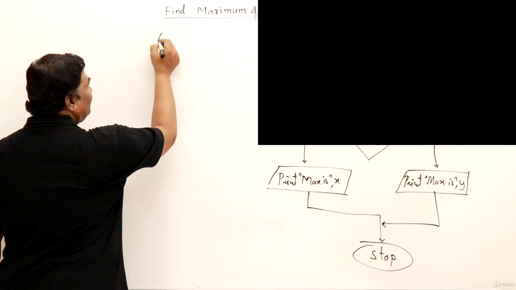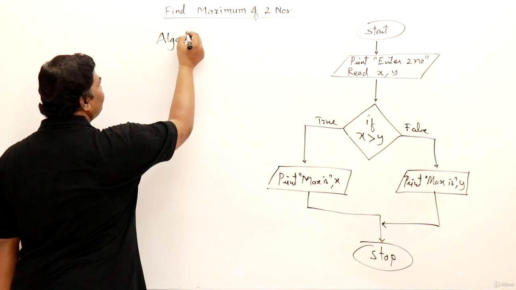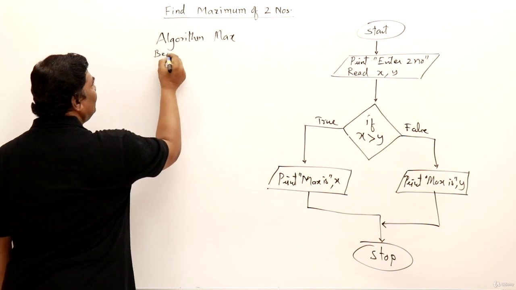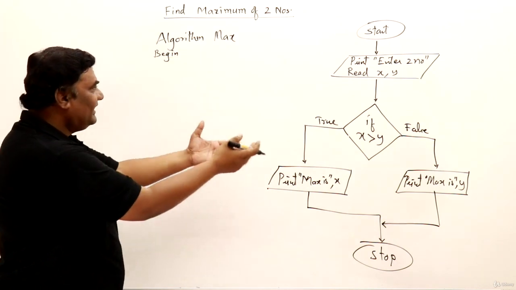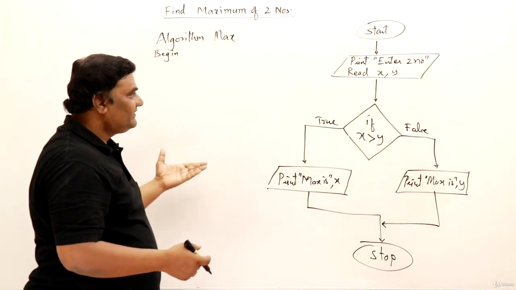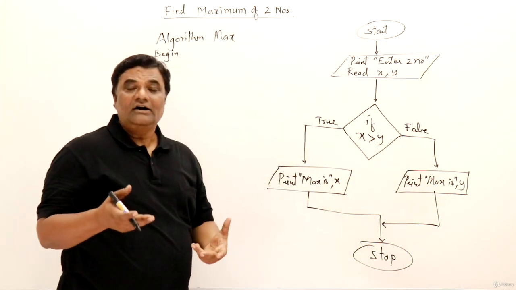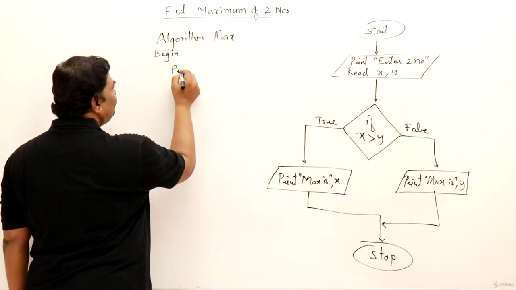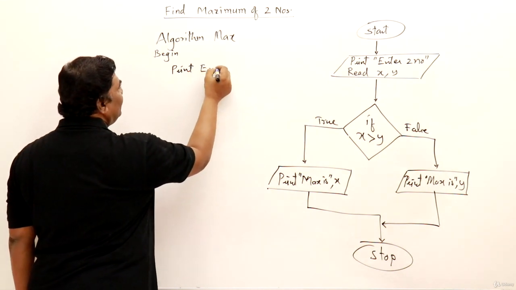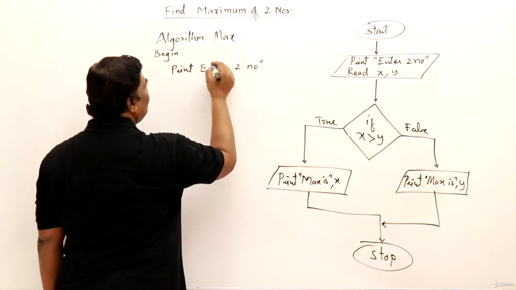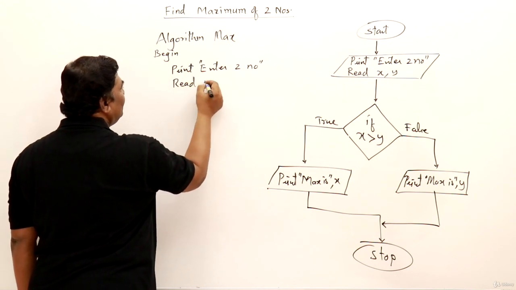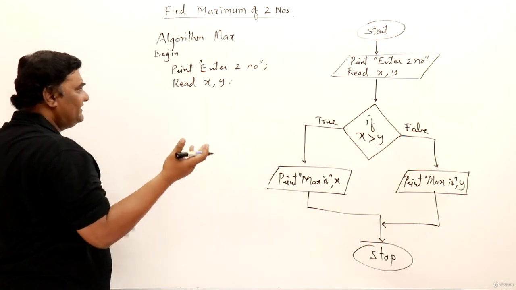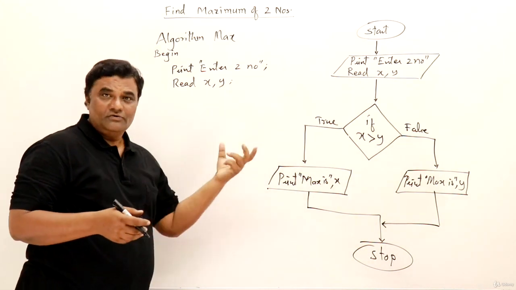So algorithm, I will call the algorithm name as max, algorithm max. Now begin. What I have to do? I have already shown you that these things directly you can write here, but if we have if also, so we will learn how to write if. So let us write down, first print enter two numbers. So okay, print enter two numbers. Then read x and y. This is over. Now semicolons you want to give or don't give, that's up to you. This is your own pseudo code, right?